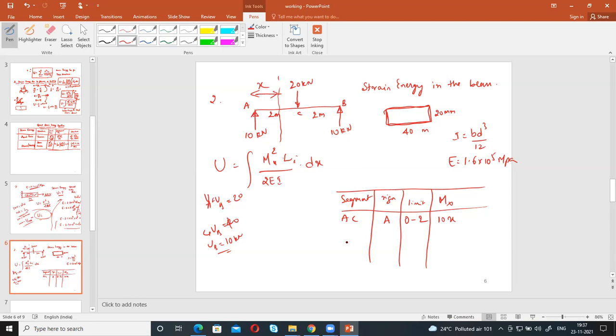Now, what is the next segment? BC. Take section here, and take X from here. What is the origin? B. Limit, once again, 0 to 2. Now, here clockwise is positive, and here anti-clockwise is positive, so 10x. Now, do the integration.